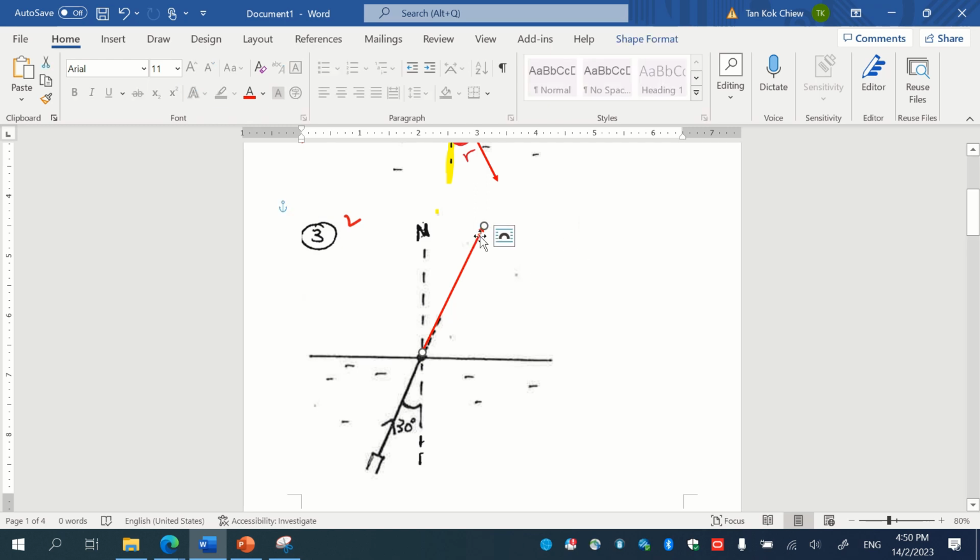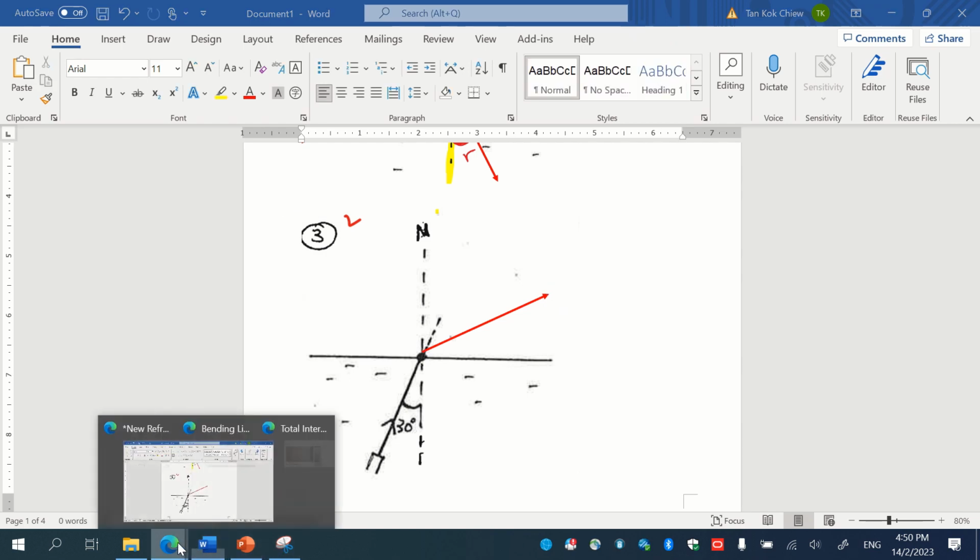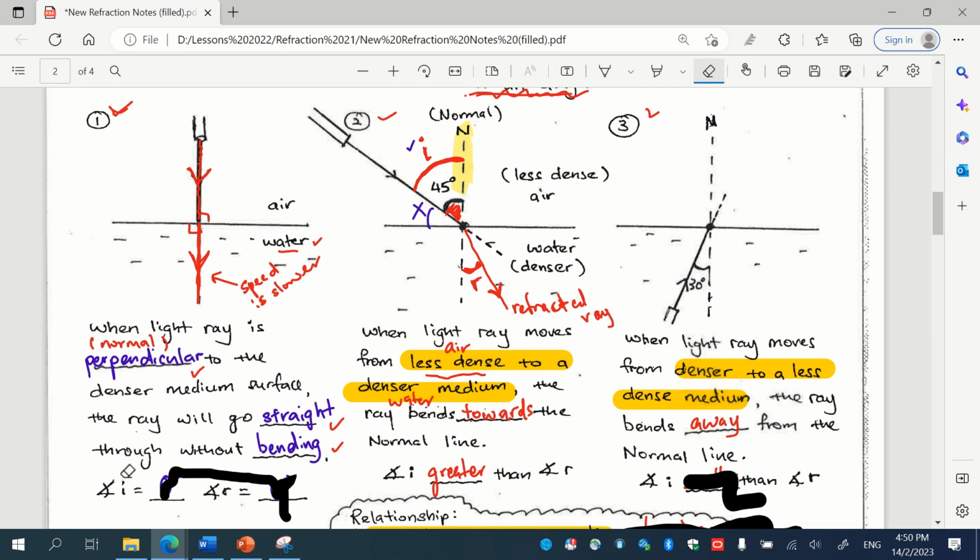Bend away means the normal line is down here. This is the normal line. Bend away means bend this direction, away from the normal line. If you bend this way, it is bending towards the normal line. So you should bend away from the normal line, and draw this ray. So let's go back to your notes. You should draw this one now. Bend away means bend this side.